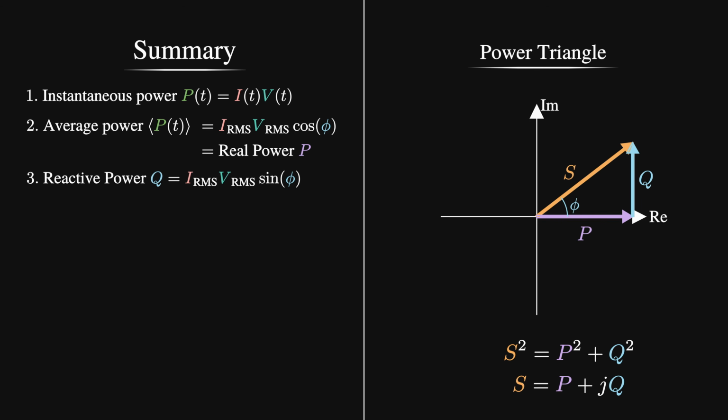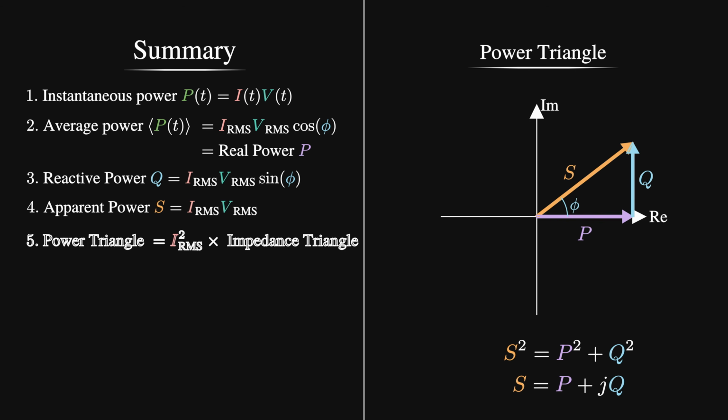Together, these combine to give the apparent power, the total electrical activity in the circuits, Vrms Irms. These three quantities form the power triangle, where S squared equals P squared plus Q squared. This triangle has the exact same angle as the impedance triangle, which is the phase difference between current and voltage. Finally, using the AC form of Ohm's law, we can rewrite the powers in an even neater form. I squared R for the real power, I squared X for the reactive power, and I squared Z for the apparent power.